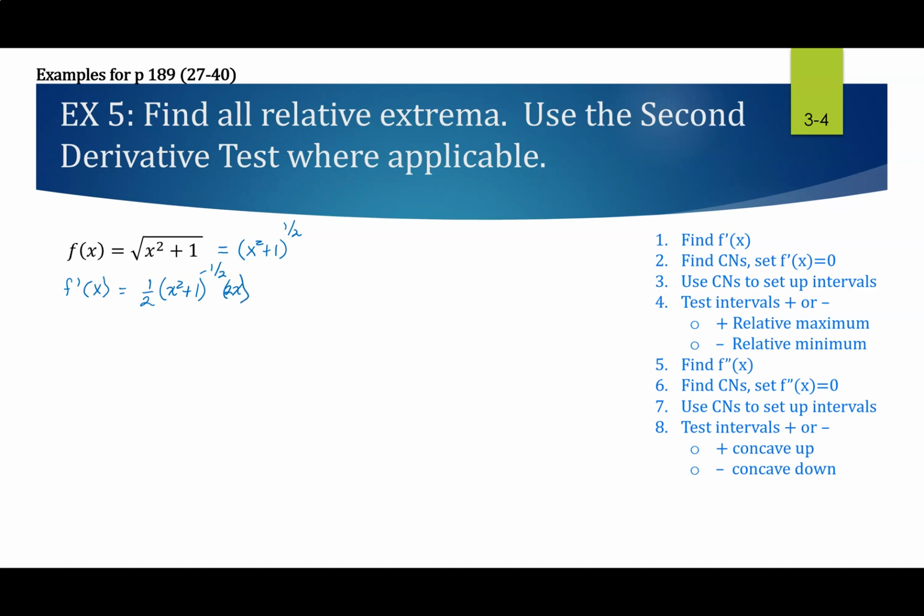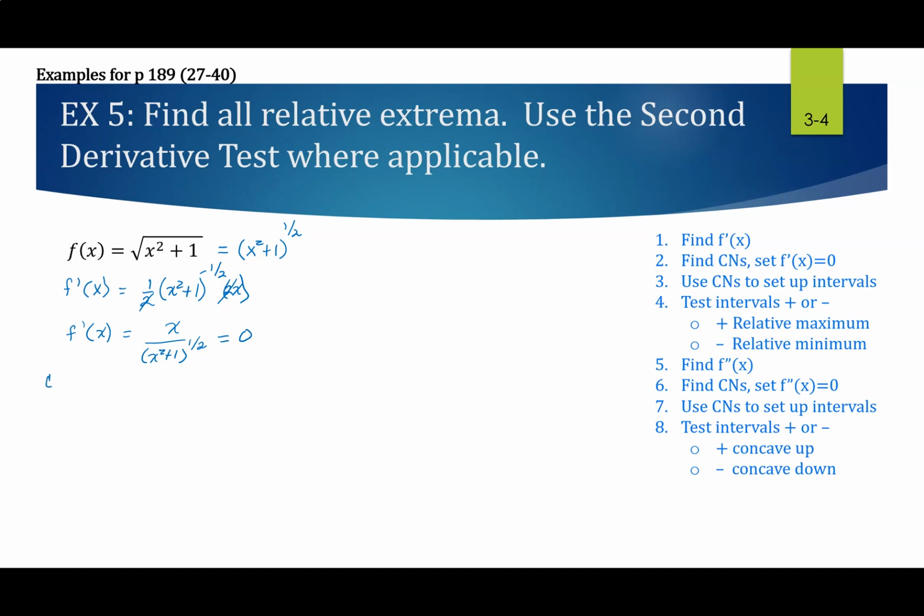Now, that's technically 2x over 2, so those 2's cancel. And as a fraction, the x is in the numerator. That x squared plus 1 to the negative 1/2 is unhappy in the numerator, so when it comes down in the denominator, its negative feelings go away. It's happy. And so now I want to find my critical numbers by setting it equal to 0.